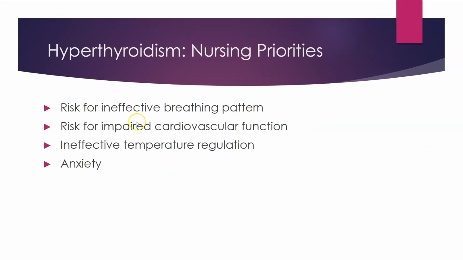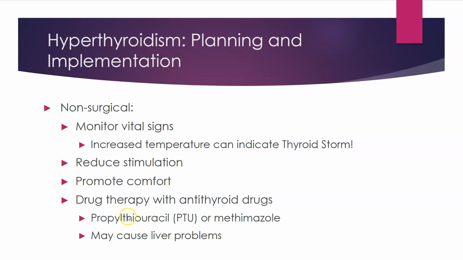Nursing priorities, so risk for ineffective breathing pattern, cardiovascular function, ineffective temperature regulation, and anxiety are all key factors for this. Non-surgical management includes monitoring their vital signs. Watch for that temperature because that could indicate a thyroid storm, and that could be an emergency situation that we're not going to cover in much detail here. Want to reduce stimulation, promote comfort, and then of course give the medications that will help them out.